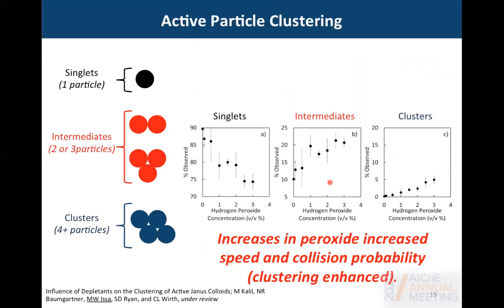Next, the clustering dynamics were analyzed with varying hydrogen peroxide concentration between 0 and 3%. And as we can see, the nominal speed was effectively increased with increasing hydrogen peroxide concentration, which in return increased the probability of larger formations observed, as evident by the increase in intermediates and clusters, while the singlets declined. So in other words, an increase in peroxide concentration caused an increase in speed and collision probability, thus enhanced the cluster formation.